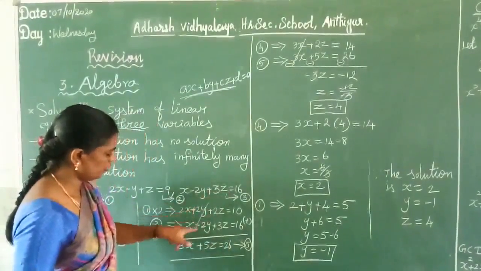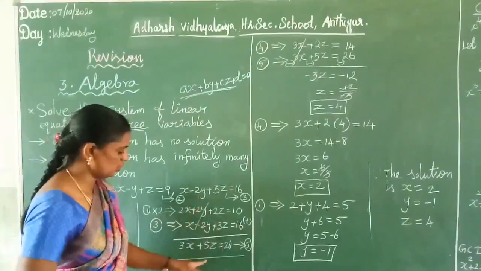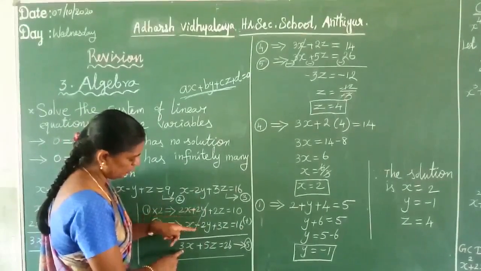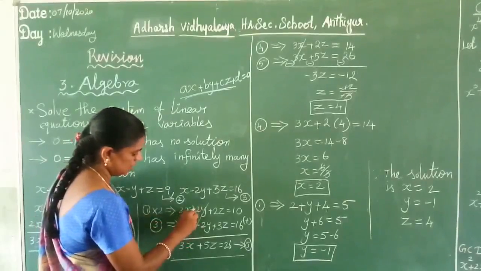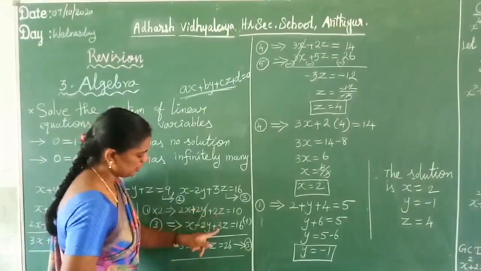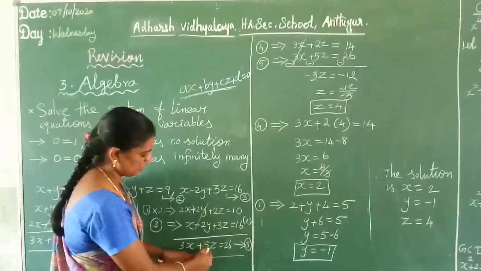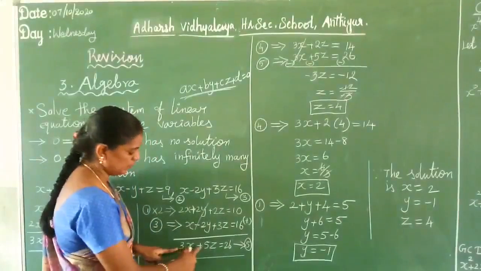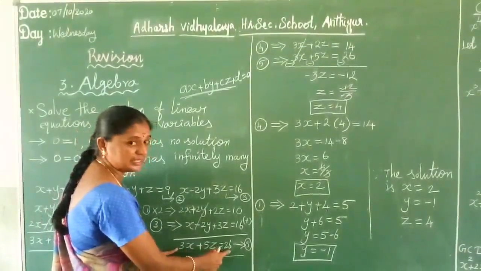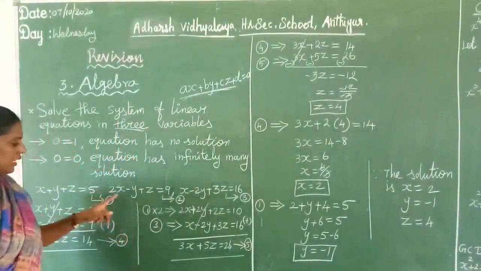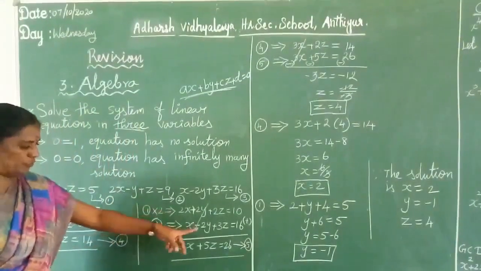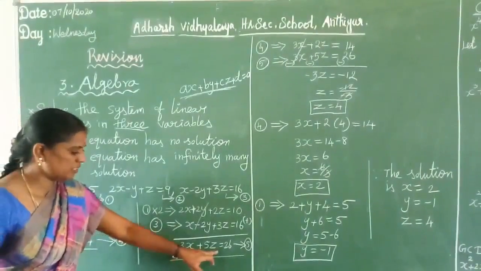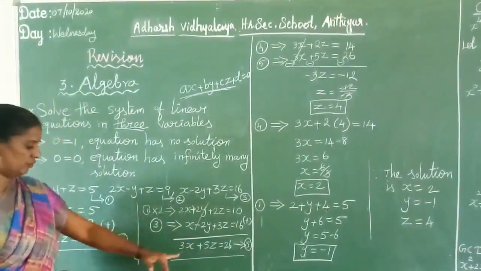So here also different signs, so we add to eliminate. Here 2x plus x equal to 3x, plus 2y minus 2y cancels. Next 2z plus 3z is 5z, and 10 plus 16 equal to 26. At last we get 3x plus 5z equal to 26. Here 3 variables x, y, z are given, and we eliminated y first. So next, 3x plus 2z equal to 14, and 3x plus 5z equal to 26. These 2 equations we get.